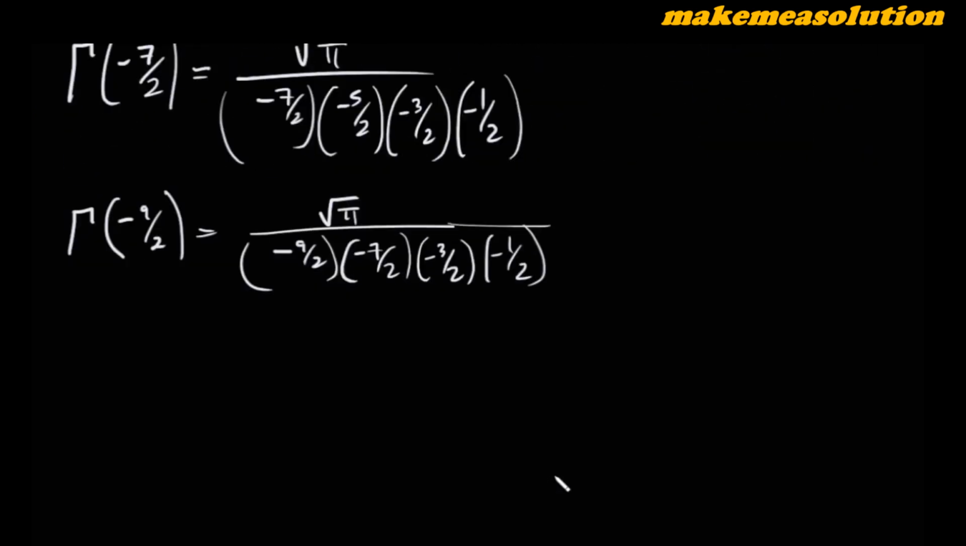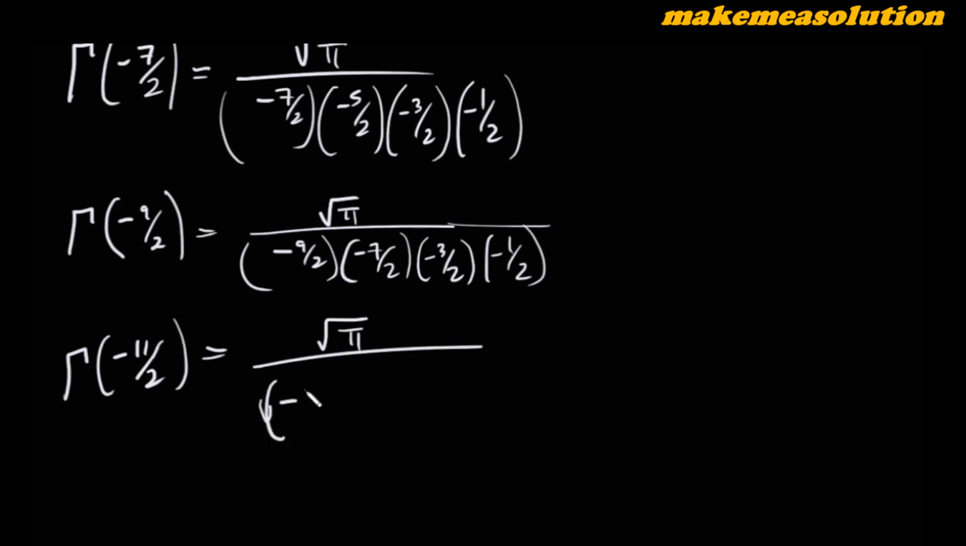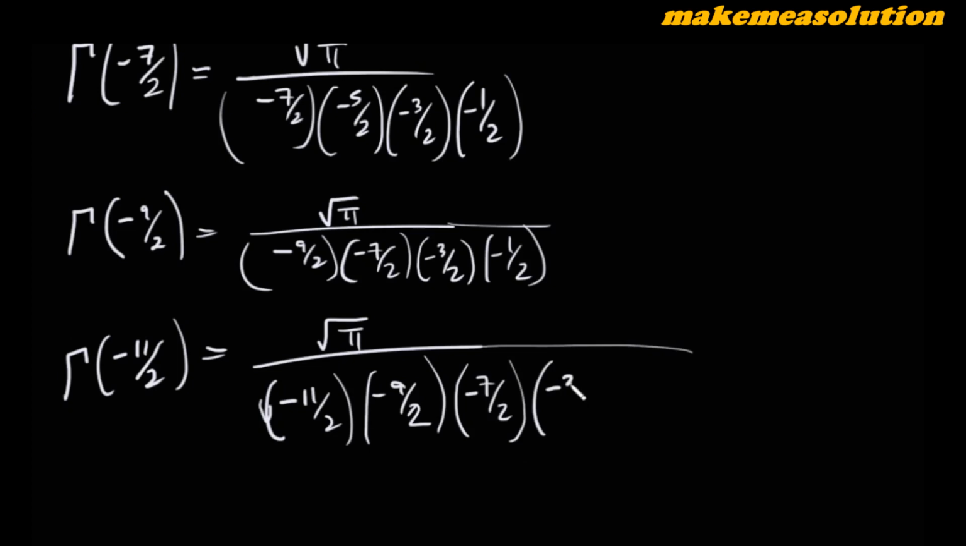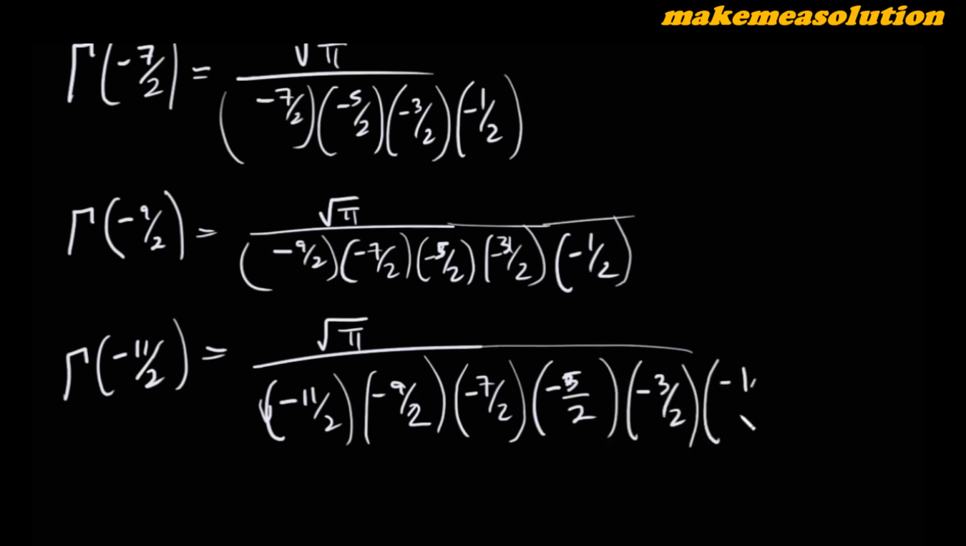Okay, so let's do the last one, which is gamma of negative 11 over 2. It will be root pi, and we now have negative 11 over 2, negative 9 over 2, negative 7 over 2, and I missed negative 5 over 2, negative 3 over 2, and negative 1 over 2 here. So thank you for that observation.